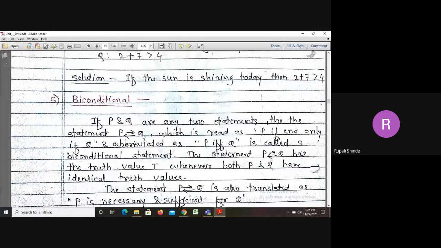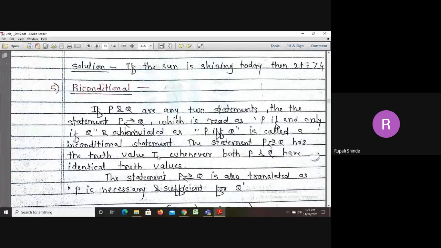And the last connective is a biconditional. So what is this biconditional? If P and Q are any two statements, then P biconditional Q is read as P if and only if Q, and that is written as P if and only if Q. This statement P biconditional Q has truth value T whenever both P and Q have identical truth values. So this is the condition.